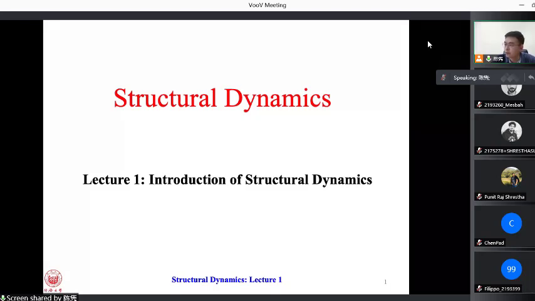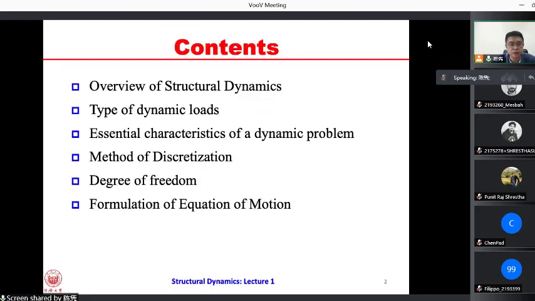Introduction of structural dynamics. Okay, before you lose any of your focus or attention, I will tell you that the keyword of today's lecture one is EOM. Three letters, EOM, stands for equation of motion. So today's focus is how to develop or derive the equation of motion for a system you're going to analyze. Okay, this is the focus of today's lecture.